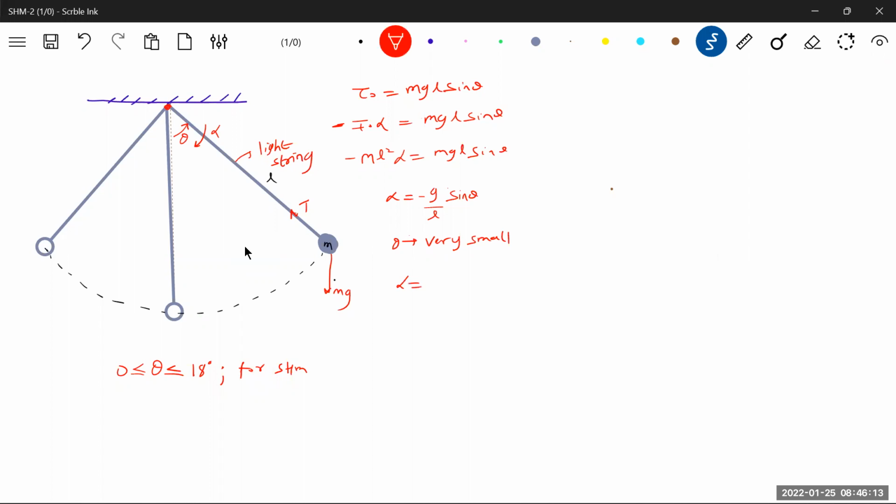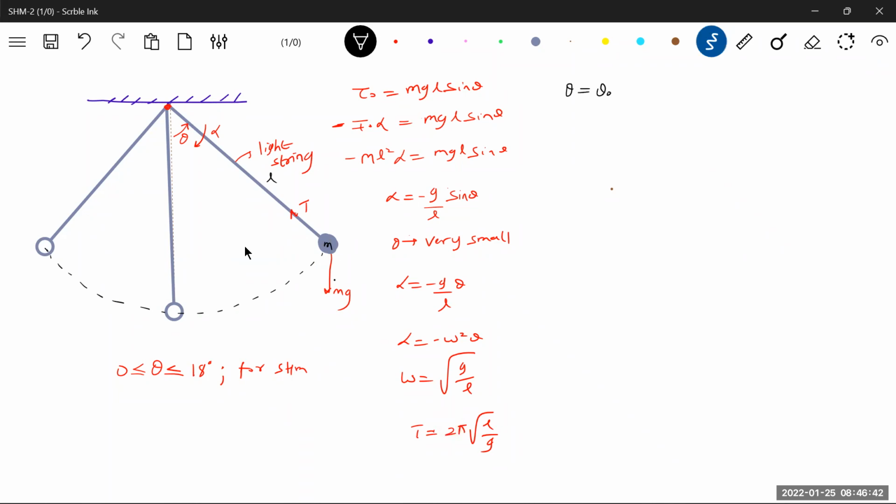Then sine theta will become approximately theta. Comparing with angular SHM, omega equals square root of g by L. So the time period is given by 2 pi square root of L by g. This is the expression for the time period of the pendulum. What is the time period? The time taken to complete one oscillation. Again, here also we can define the similar thing.